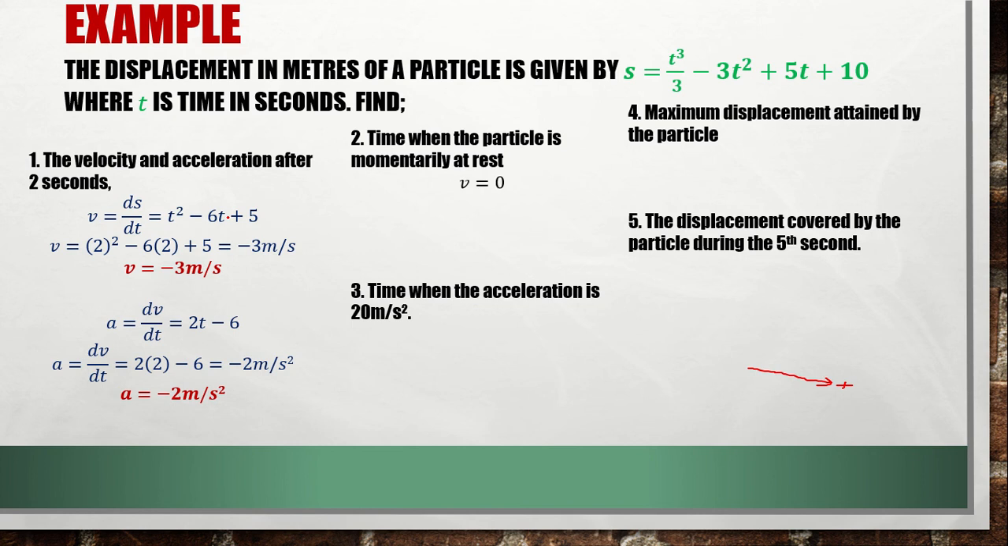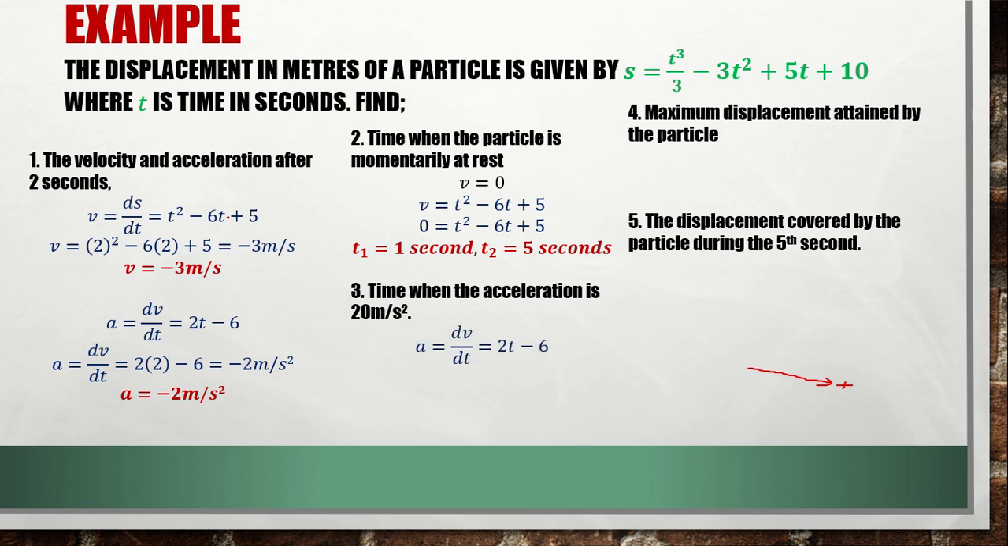Now, what about question 2? Time when the particle is momentarily at rest. It means that the velocity is 0. It's momentarily at rest. It's not moving. So if that is the case, then you bring out the velocity function, then equate it to 0, and then solve your quadratic equation, whereby you know that t shall be 1 second and the second t shall be 5 seconds. So that is the time when the particle is momentarily at rest.